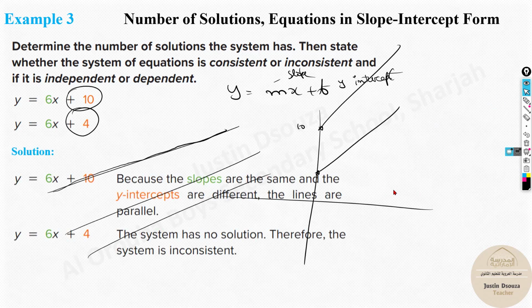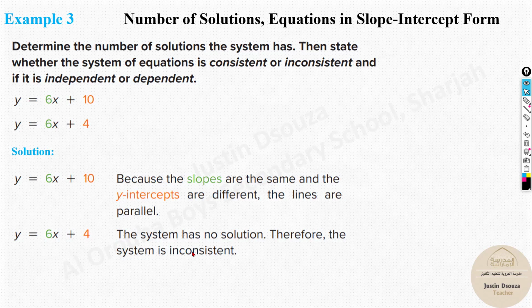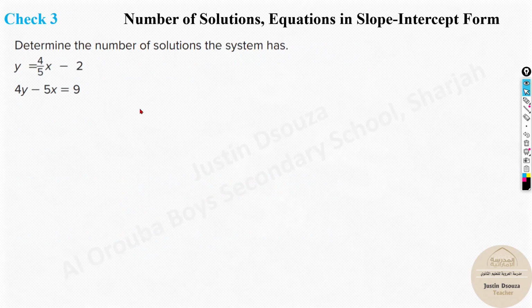So that is inconsistent. Why? Because there are no solutions, right? They're parallel. That's the answer. Inconsistent is the solution. Over here now we have again two equations.